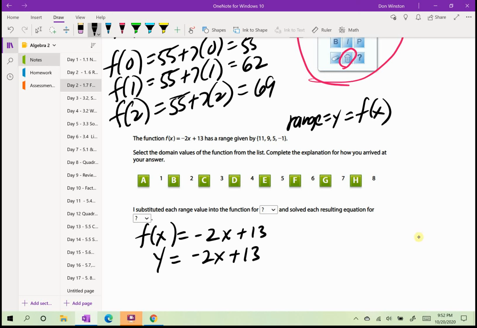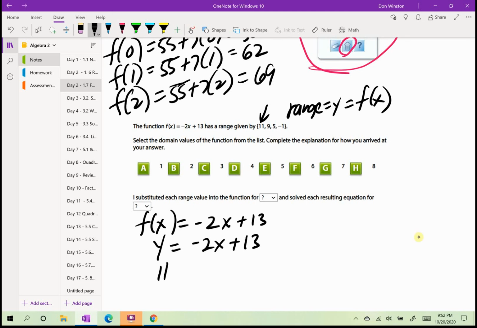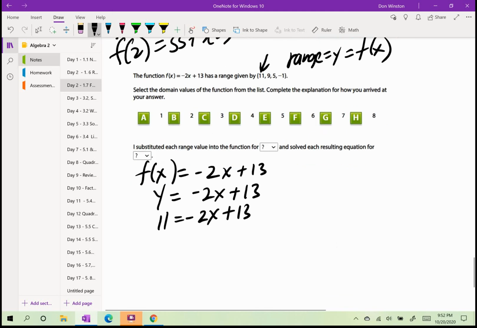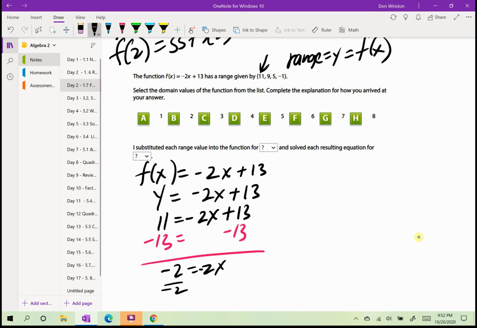So if they give us the range is 11, well, that's f of x or y. I just said y is equal to 11. And then we'll subtract 13 from both sides. And then I'll get negative 2 equals negative 2x. And then I'll divide by negative 2, and I'll get x is equal to 1. It says select the domain values of the function from the list. Complete the explanation for how you arrived at your answer. So I would select A because A is 1.